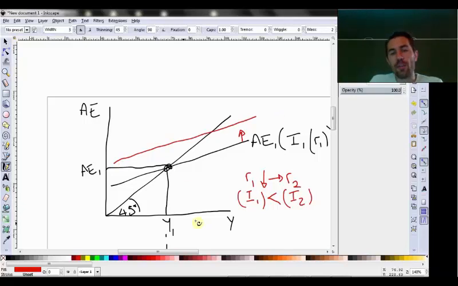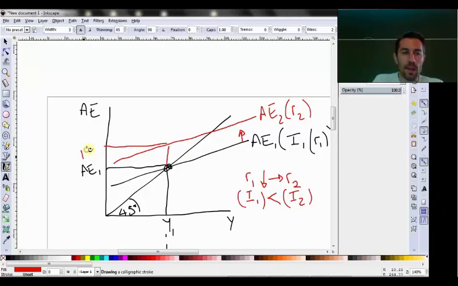Now, if I've got some level of output Y1, if I've got output level Y1, but I've got expenditure level, let's call it AE 1.5. What is the problem with aggregate expenditure level 1.5 compared to output level Y1? It's not equilibrium, absolutely. Why is it not equilibrium? What is the problem with this point?